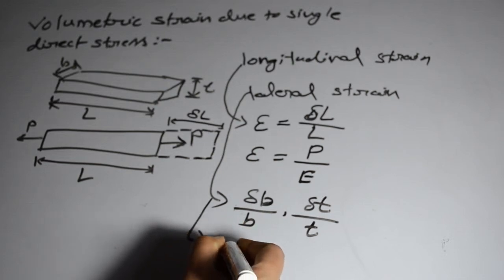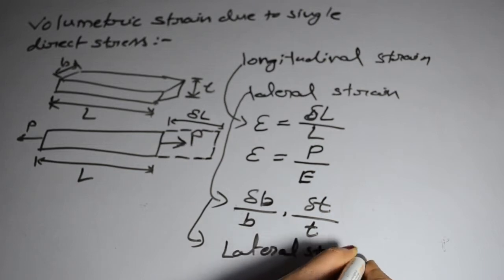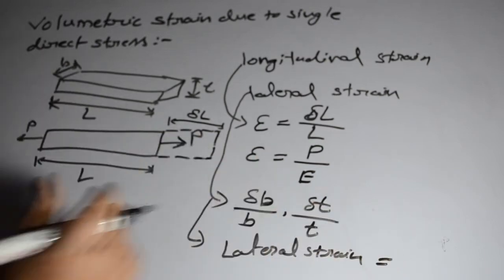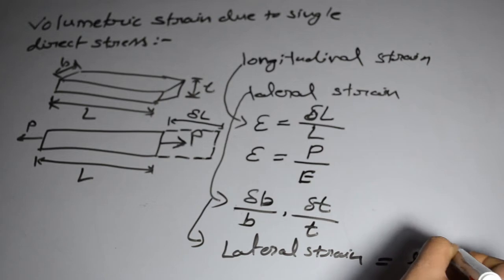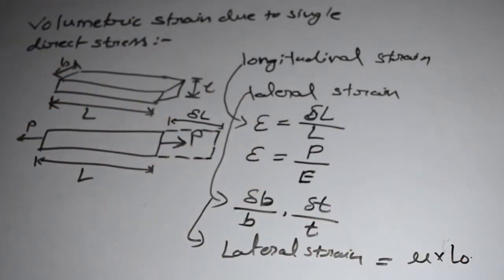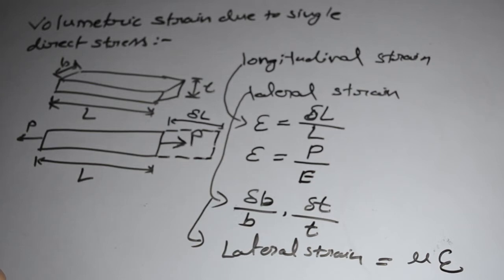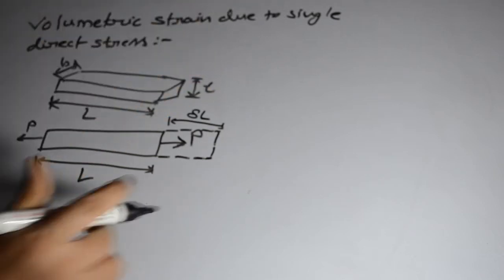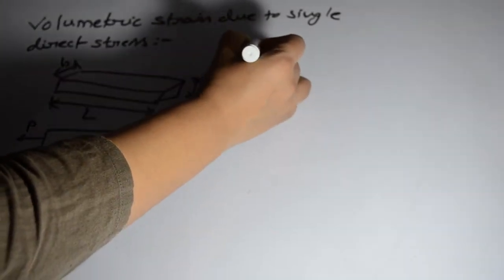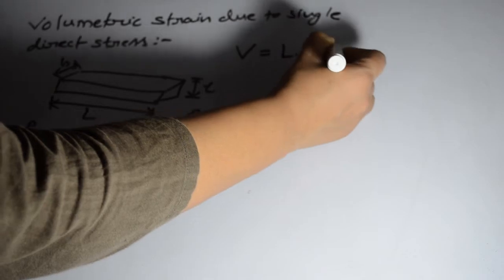We can write lateral strain equal to mu into longitudinal strain, where we denote the longitudinal strain as eta. So this is the longitudinal strain and lateral strain. We have length L, width B and thickness T. So we can write here the volume of this rectangular bar will be L into B into T.